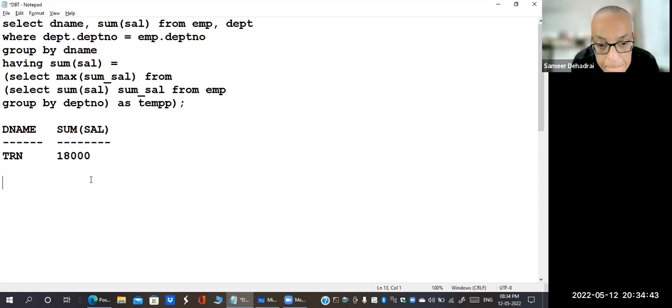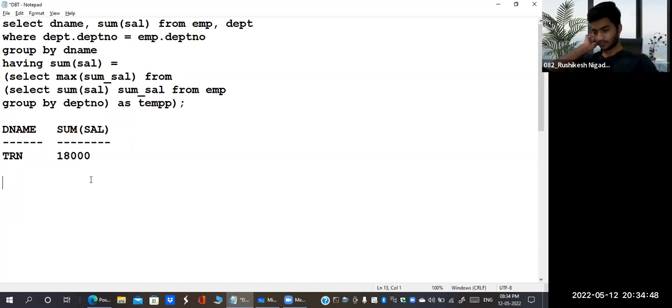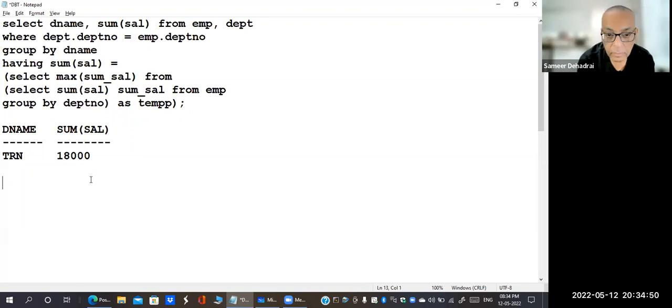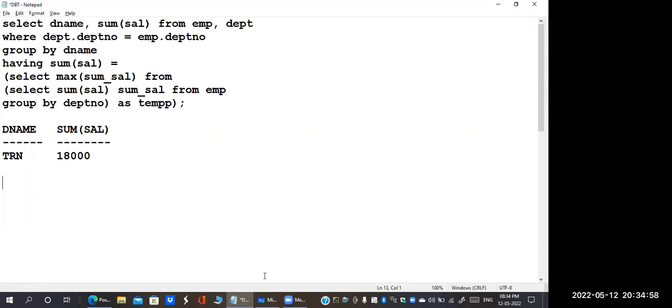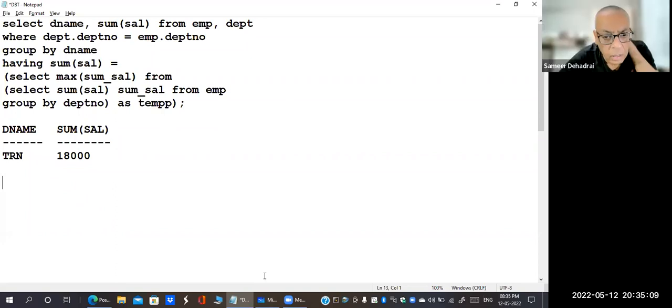Finish writing. Yes, sir. So now you know how to use a subquery in the having clause. So, why does SQL not allow us to write the name of the temporary table in the select statement? Why does it throw an error? Why doesn't it allow?